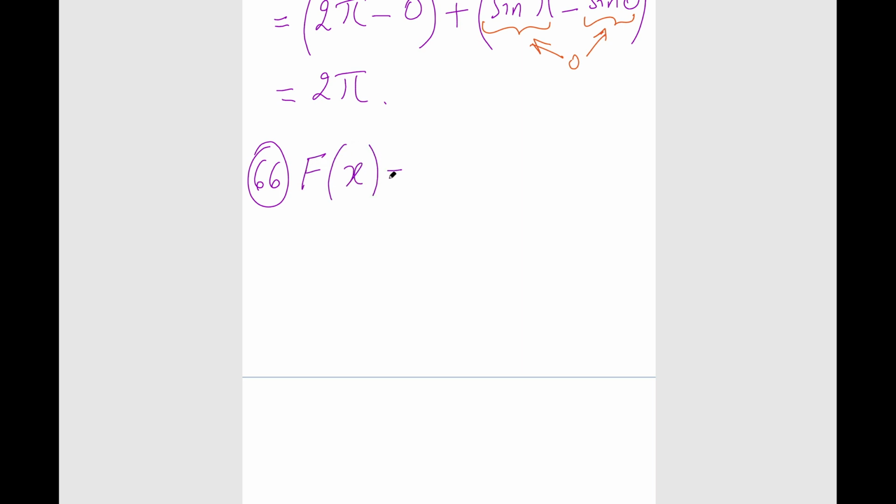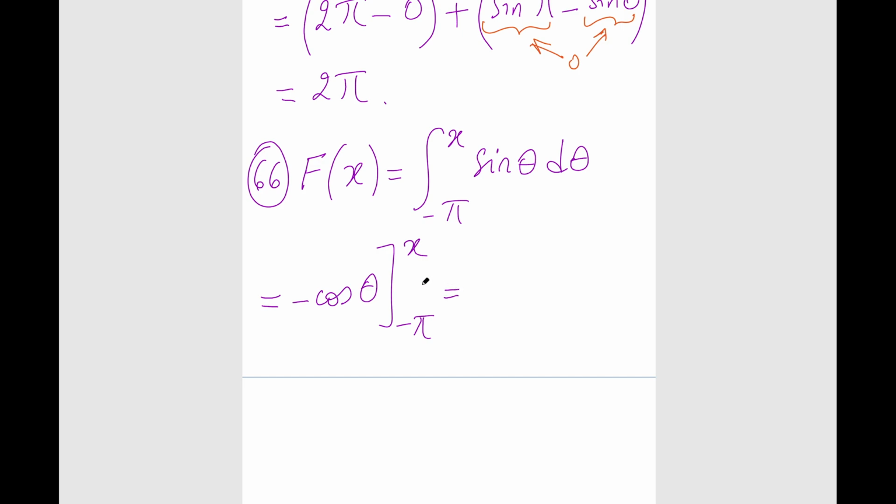We have the function f of x equal to this, right? How about we find it, which means we integrate. What's a primitive of sine theta? Primitive of sine theta is negative cosine theta. This is between negative pi and x, correct? And this is equal to, we evaluate this at the upper bound, so negative cosine of x. We chip away from that the evaluation of negative cosine theta at negative pi. So one more time, it's this guy evaluated at the upper bound minus this guy evaluated at the lower bound. The lower bound is minus pi, so we get this.